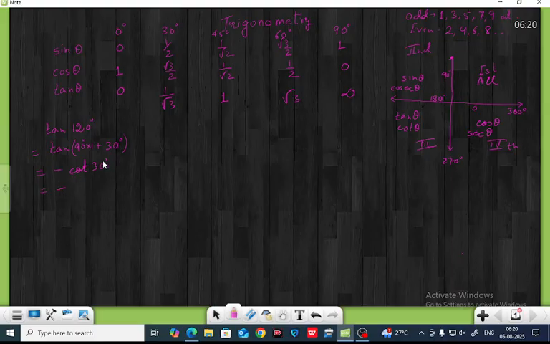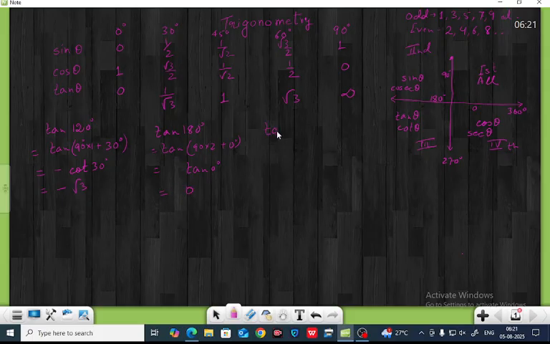What is the value of cot 30? The value of tan 30 is 1 by root 3, therefore the value of cot 30 will be root 3. It will be minus root 3. That is tan 120 degree. What is the value of tan of 180 degree? Tan 180 degree can be written as tan of 90 into 2 plus 0 degree. Since 2 is an even number, it stays the same, that is tan 0, and the value of tan 0 is 0.